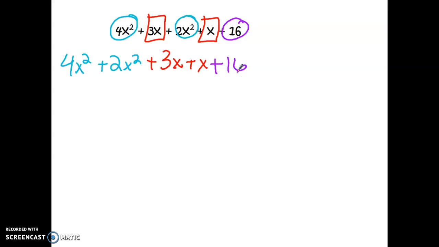Then I just add. I've got 4x squared plus 2x squared gives me 6x squared. I've got 3x plus x, which is 4x. And then I have just 16. So 6x squared plus 4x plus 16.